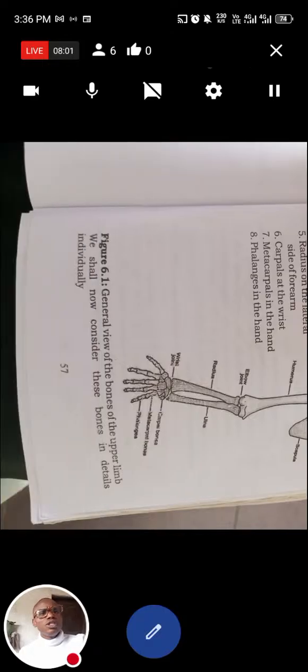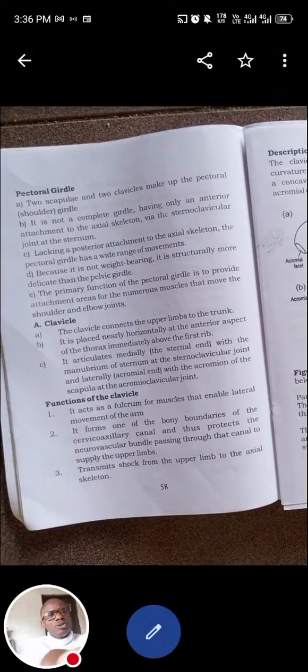Let's quickly look into the clavicle. The clavicle is one of the 2 bones. If you are making an introduction, very simple: the clavicle is what connects the upper limb to the trunk. Clavicle connects upper limb to what? To the trunk. So the connection between the upper limb and the thorax is the clavicle.